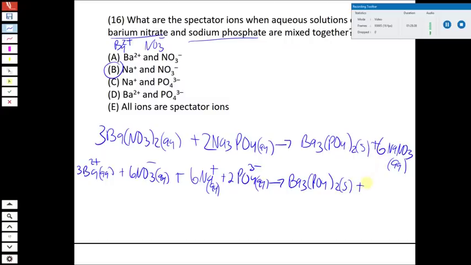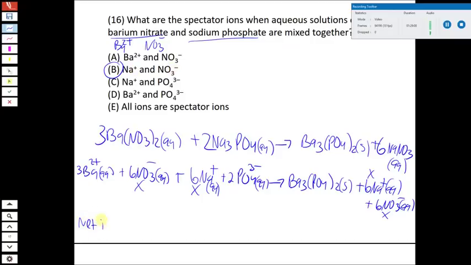And then we have 6 Na+, 6 NO3-. So these full ionic equations are kind of unwieldy in some sense. And then to find spectator ions, we look for the ones, this is our total ionic equation. Spectator ions are the ones that appear on both sides. So we have 6 Na+ there, 6 Na+ there, 6 NO3- there, 6 NO3- there. So that means, again, Na+ and NO3- are spectators.